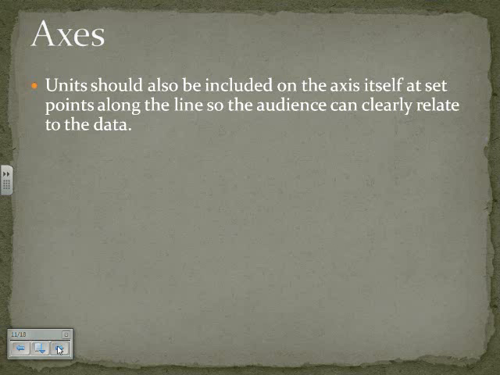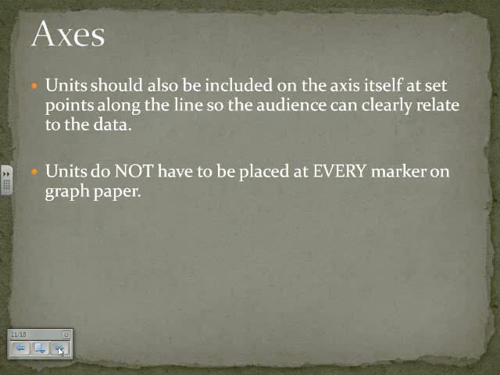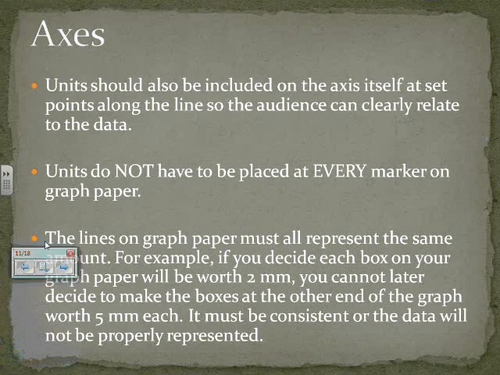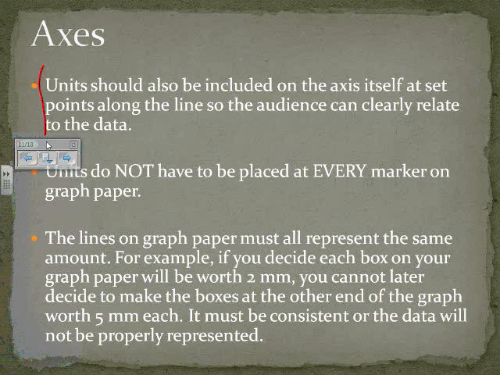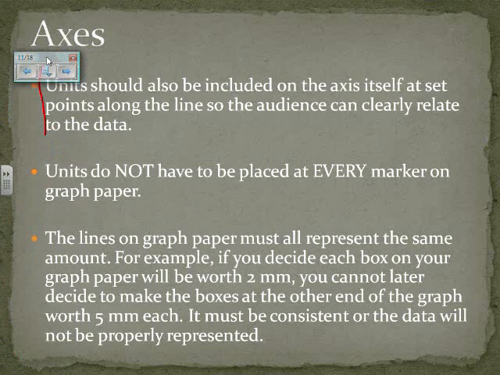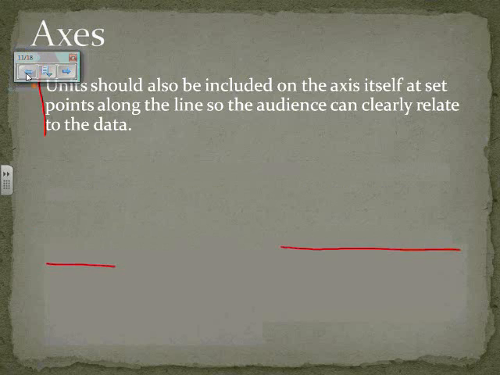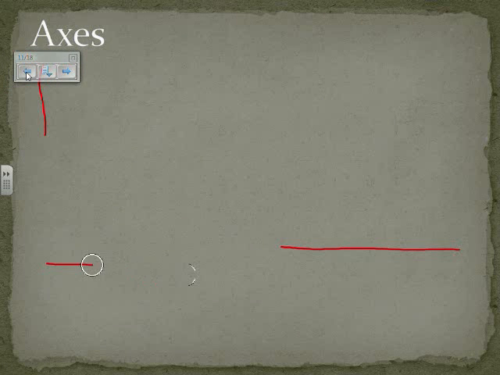So like I said, make sure that you include units on the axes. Including units on the axes is crucial, but it's also important to include increments of measurement. You don't need to place it on every single marker on the graph paper, but make sure that you pick a value that you're going to increase by. The other thing is that they should all represent the same amount. What do I mean by representing the same amount?